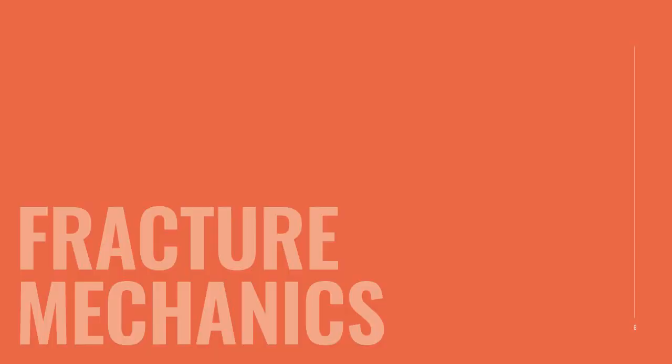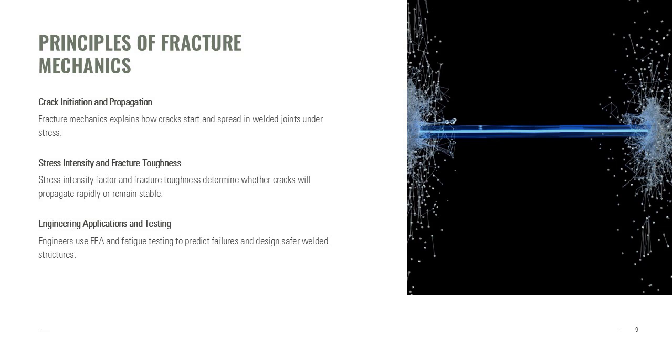Principles of fracture mechanics, crack propagation and failure modes. Fracture mechanics provides a framework for understanding how cracks initiate and propagate in welded components. Key concepts include stress intensity factor, or K, fracture toughness, and crack growth rate. When a crack exists in a weld, the local stress concentration increases, and if the stress intensity exceeds the material's fracture toughness, rapid crack propagation occurs.